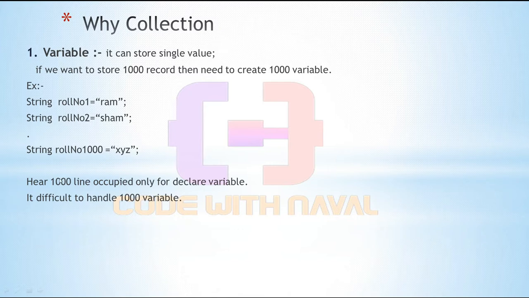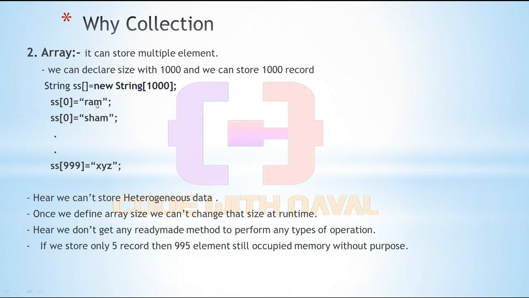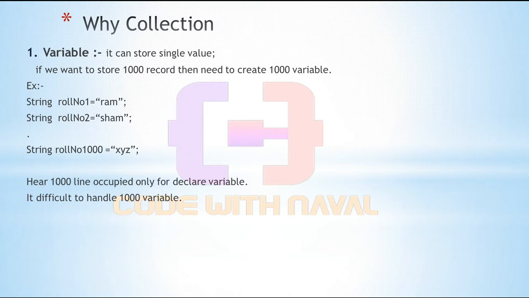So a variable is good for normal use, if you have one or two records of a unique data type. We can use a local variable or global variable, which we already discussed in previous videos. But here 1000 lines are occupied only for declaring variables, and it's very difficult to handle 1000 variables. Then we introduce the array.